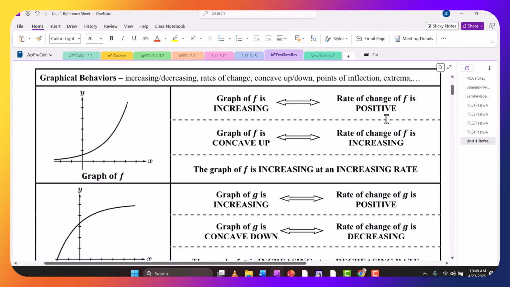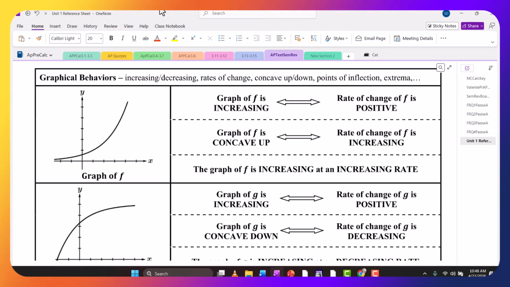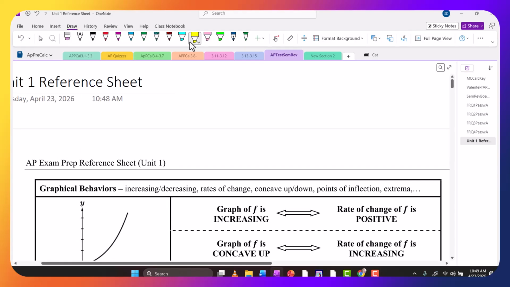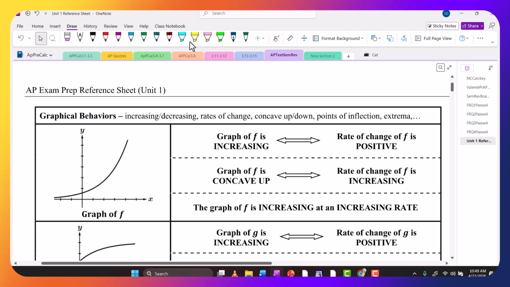Hi, all. Just giving you a little heads up on this reference sheet and thought I'd go through it and highlight the key points. You should grab a highlighter if you want to succeed and mark the points that I mark here. All right, here we go. And then, all right, we're good.